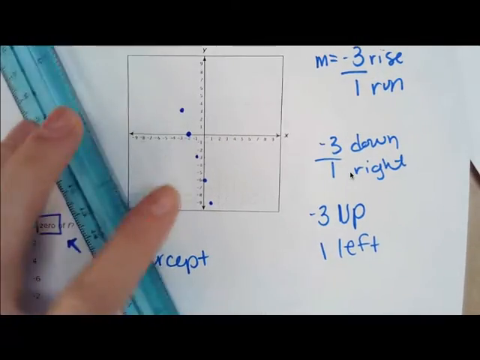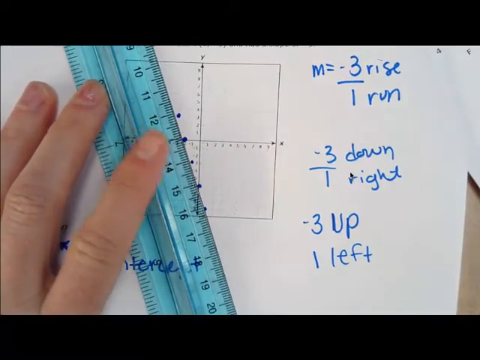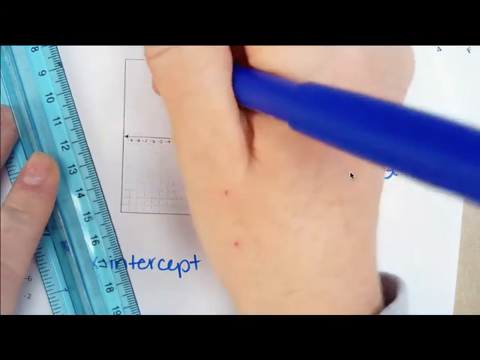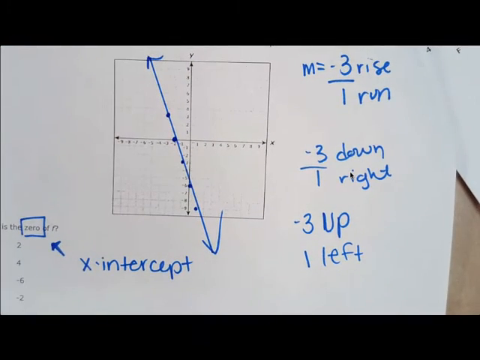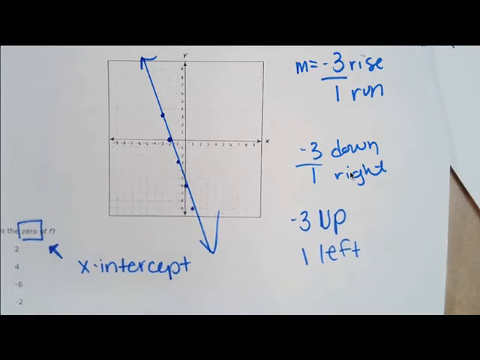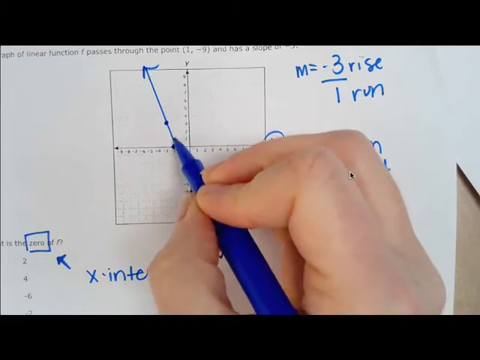And you can use a ruler or a straight edge of some sort to make your line. And we're looking for the x-intercept. So we're looking for where it crosses the x-axis. So that is at negative 2.